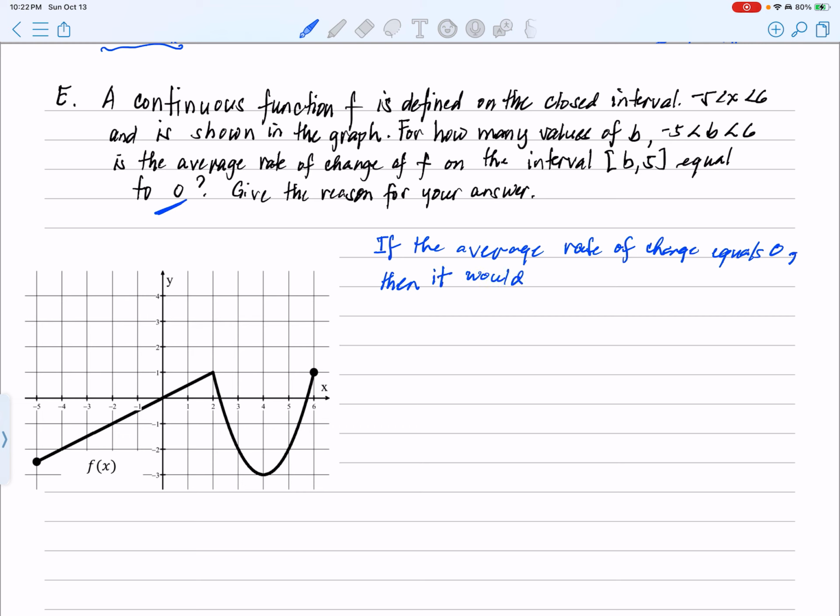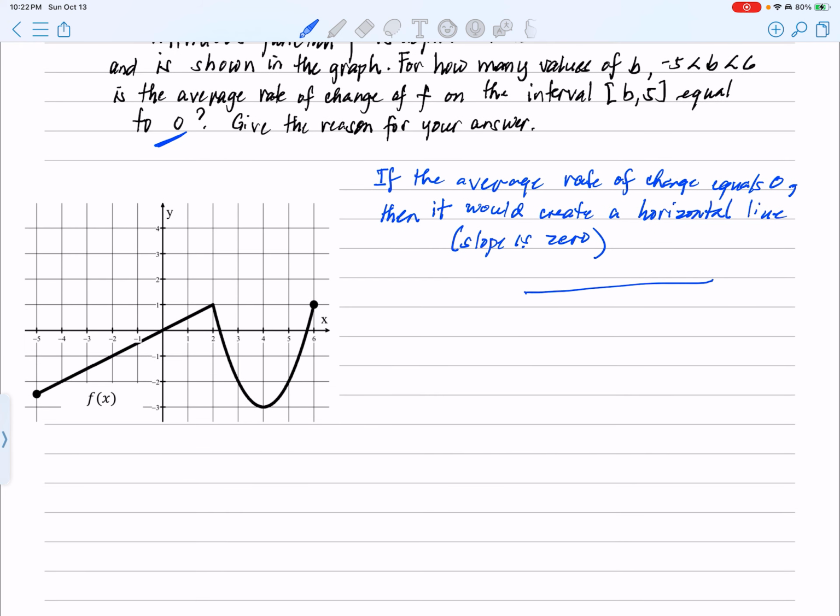If it's 0, what kind of line do we have? It creates a horizontal line, because your slope is 0. When the slope is 0, how does the line look? It's just like that, horizontal. All right.